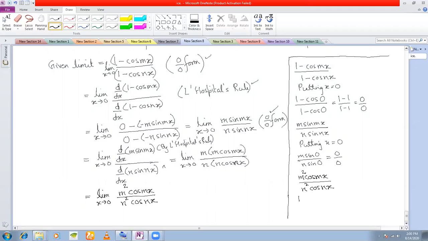So you put x is equal to 0. You get m square cos 0 by n square cos 0, which is equal to m square by n square, because cos 0 is 1. So this is a determinate form. So you put the value. No need to write the limit when you are putting the value. M square cos 0 divided by n square cos 0, which is your m square by n square.